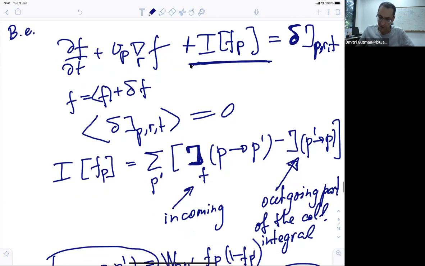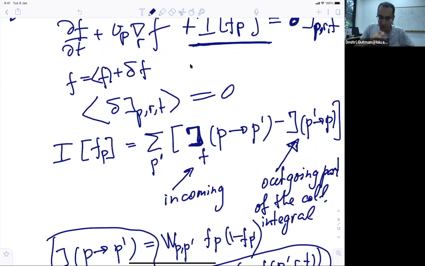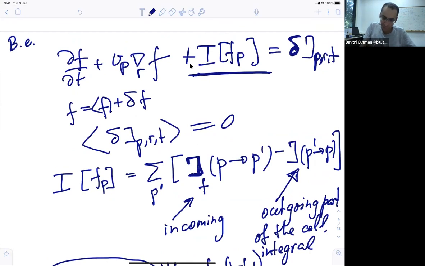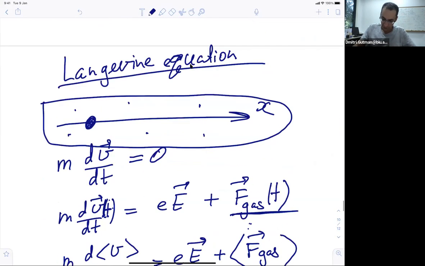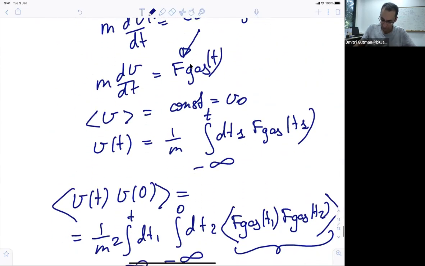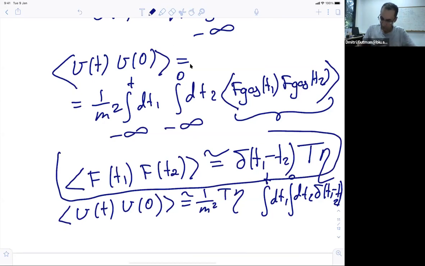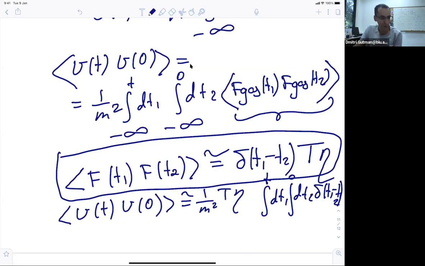And to say anything about fluctuations, I need to specify the statistical properties of the random source. So like for the random source in the Boltzmann equation, we said that it's delta correlated and it's proportional to temperature and viscosity. So we need to postulate things about a random term that we just added to the Boltzmann equation.